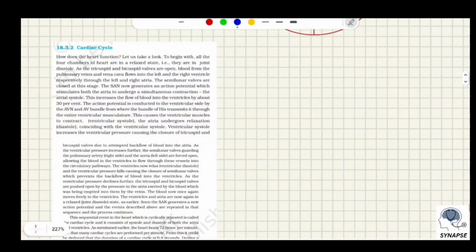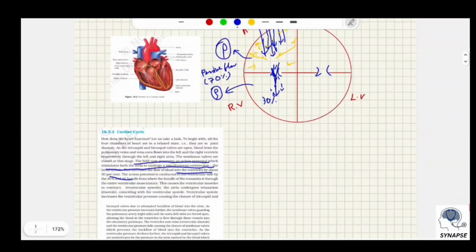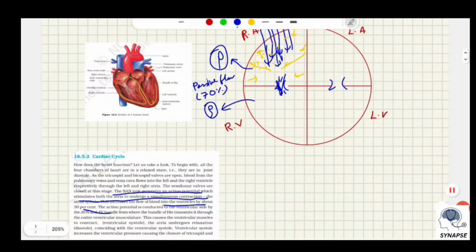The SAN generates an action potential which stimulates both atria to undergo simultaneous contraction. The atrial systole increases the flow of blood into the ventricles by about 30%. This is actually happening in both atria, but here I am explaining with the right atrium and right ventricle so that you can understand the sequential events. There is depolarization, the first depolarized state, because of which 30% blood has entered the right ventricle. The blood has already come to the place where we want it.